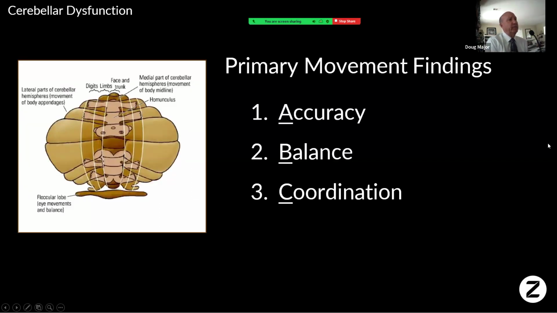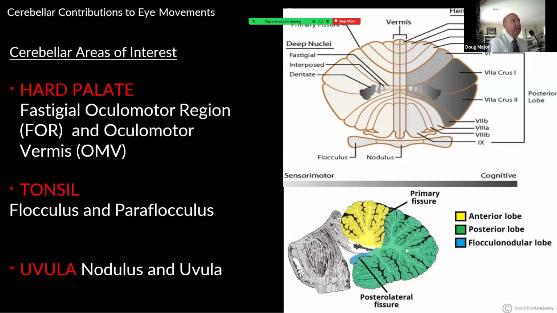The three things we learned as cerebellar are the ABCs: accuracy, balance, and coordination, but there is so much more, as we pointed out. We're going to talk about the areas of interest in the cerebellum, the floccular nodule, the flocculus or vestigial region, oculomotor vermis, the FOR and OMV, the flocculus and paraflocculus, and then the uvula.